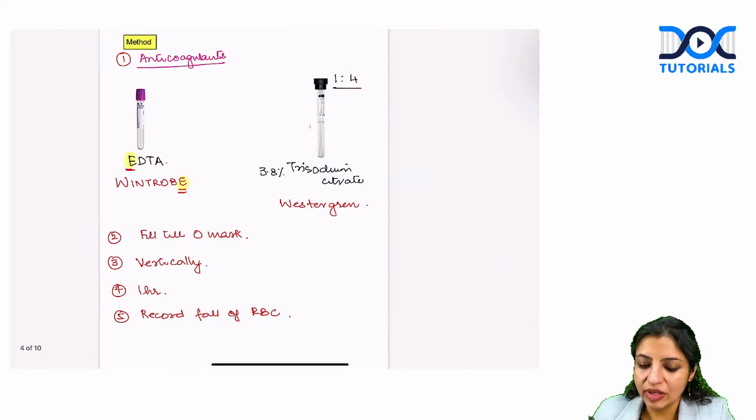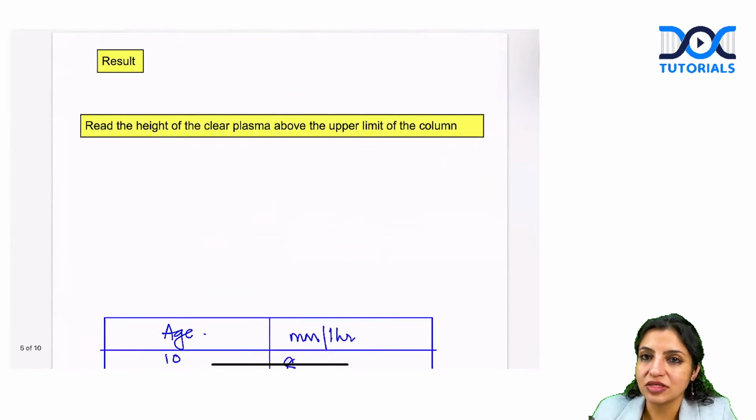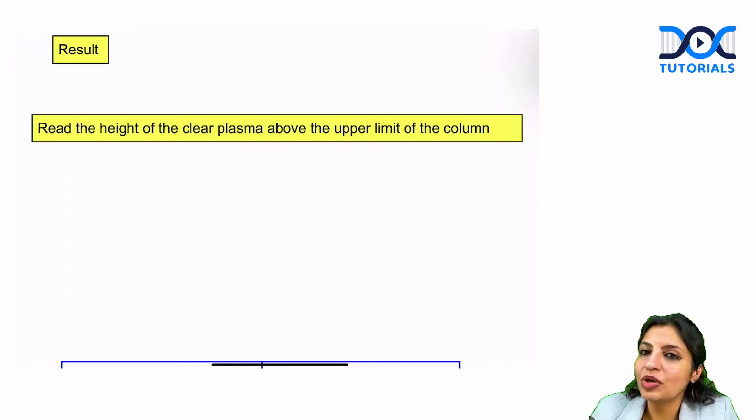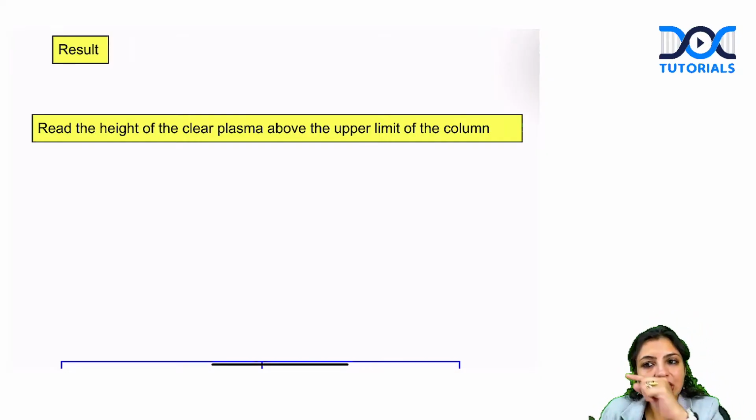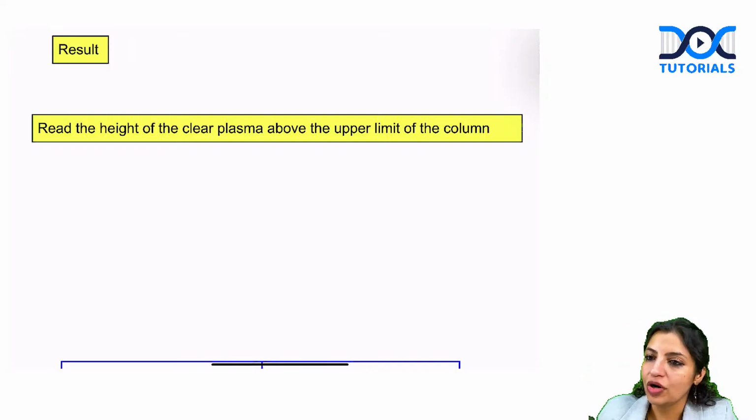Now, after writing the method, you should write how will you express the result. So remember, result will always be expressed as the height of the clear plasma above the upper limit of the column. So you have to measure the upper meniscus of the RBCs and you give the height of fall.